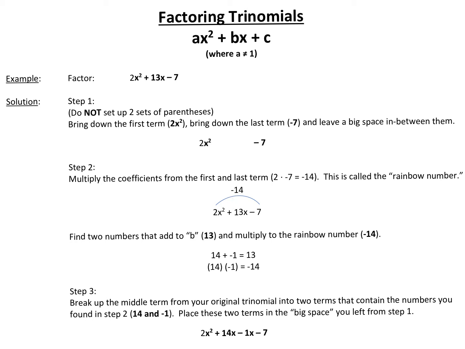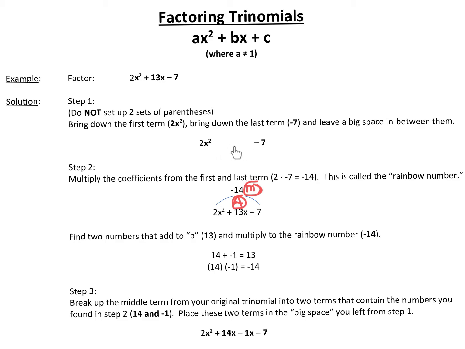Now what we need to do to figure out what two terms to put in this empty space here is we need to come up with two numbers that multiply to the rainbow number and that add to the middle term. Okay, so you could do a little trial and error, however you want to do that, but two numbers that multiply to -14 and add to +13 are right here, 14 and -1. 14 plus -1 gives you that middle term of 13, and 14 times -1 gives you that rainbow number of -14.